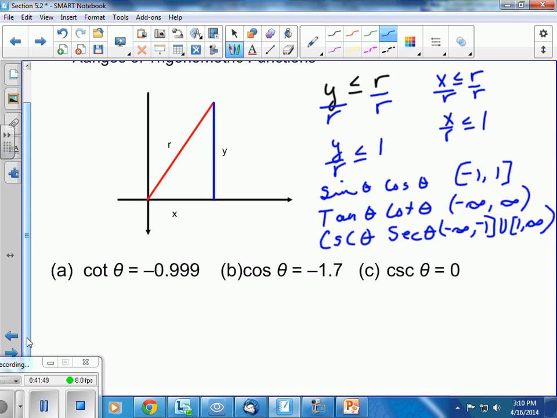For the cotangent to be -0.999, well, -0.999 is certainly within the range, so yes. Can the cosine of an angle be equal to -1.7? Well, I look at the cosine of an angle, and my range being from -1 to 1, -1.7 is not in that range, so no, it cannot. The cosecant of an angle: I look at my range, and again, 0 is not within that interval, so that angle is impossible as well.